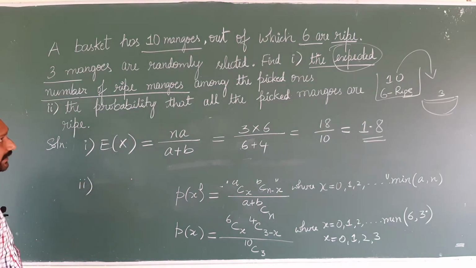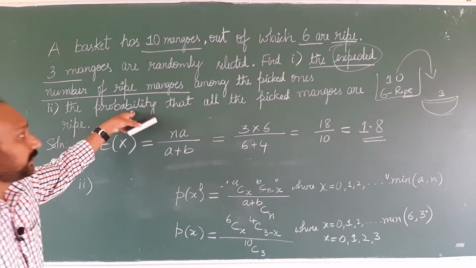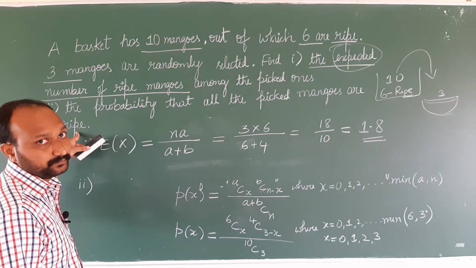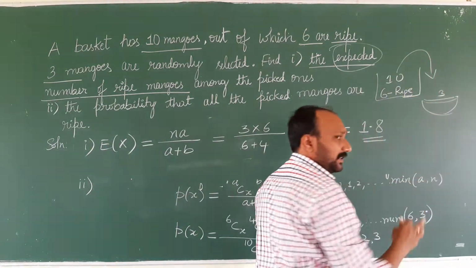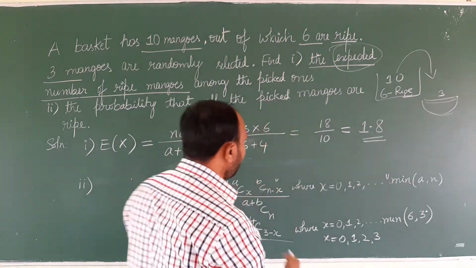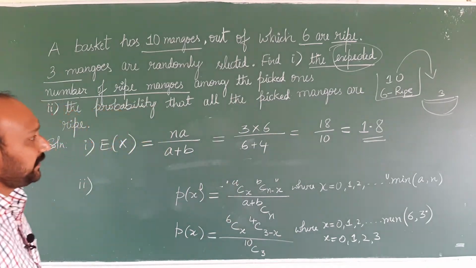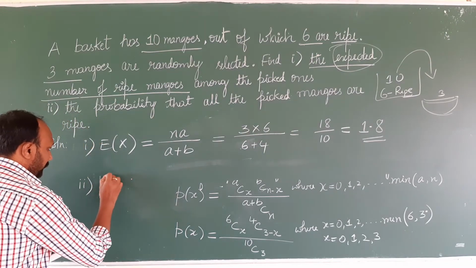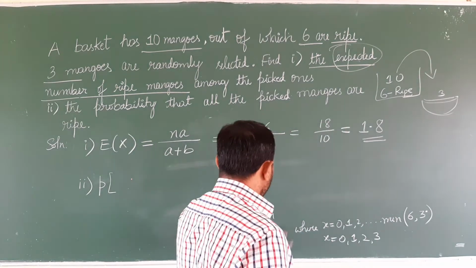Now let us take up the second question. What is the second question? Find the probability that all the picked mangoes are ripened. From the basket we will be picking only 3 mangoes into the sample. What is the probability that all the mangoes drawn without replacement are ripened?